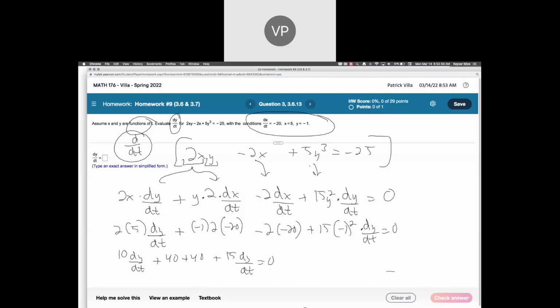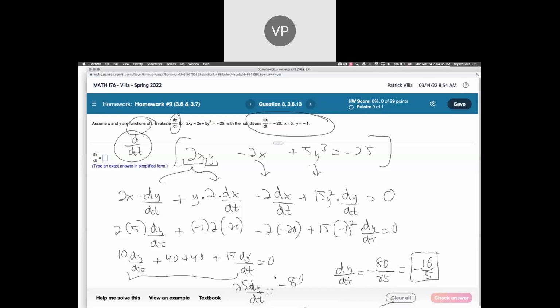Okay, so look at these. Remember, these are similar terms. They're both dy dt, so I have two of them together. I add the coefficients. I get 25 dy dt equals a minus 80. 40 plus 40 on the left, move it to the right, we get a minus 80. And dy dt equals negative 80 over 25. I can reduce that down, divide it by 5. What do we get? Negative 16 over 5. That should be my answer.